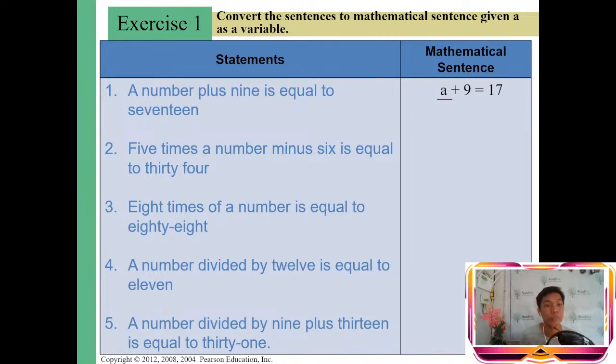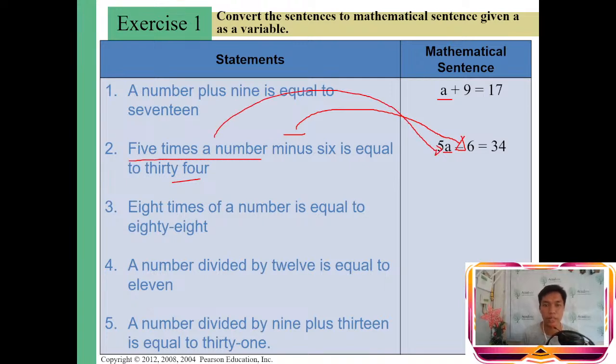5 times a number minus 6 is equal to 34. 5 times a number, so 5A, minus 6. Look at the minus here. 5 times a number is equal, so that is equal, and then 34. All right, that's very easy.